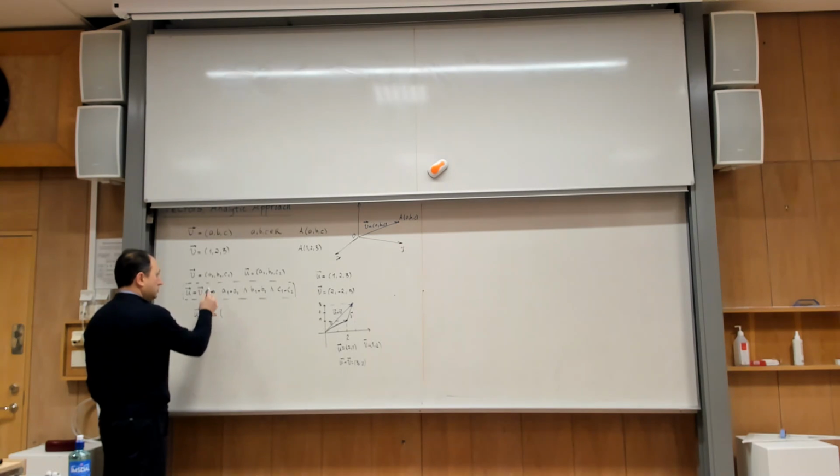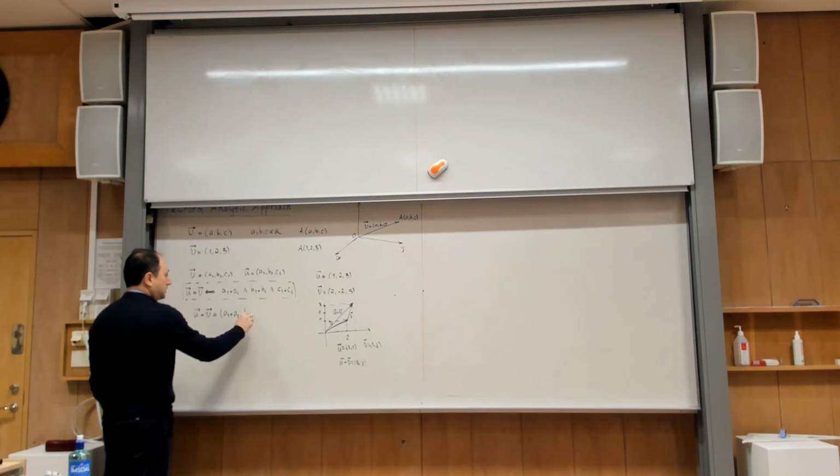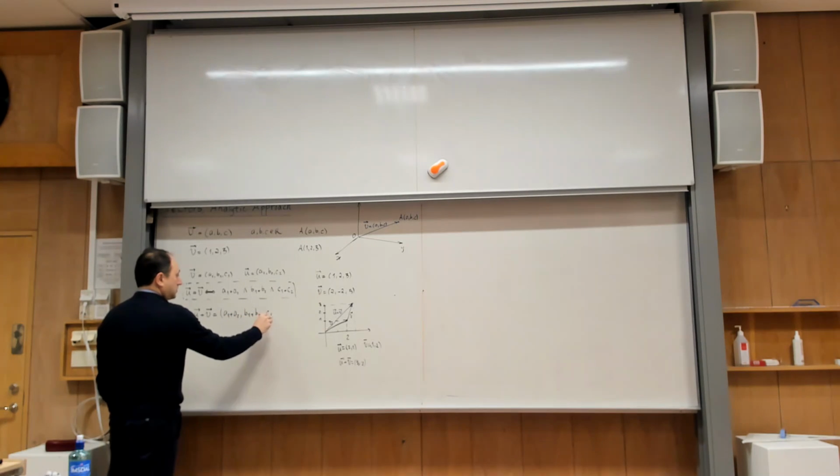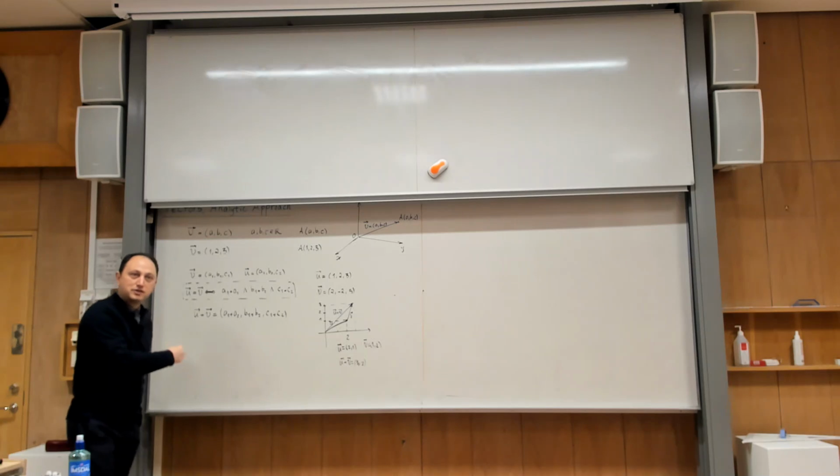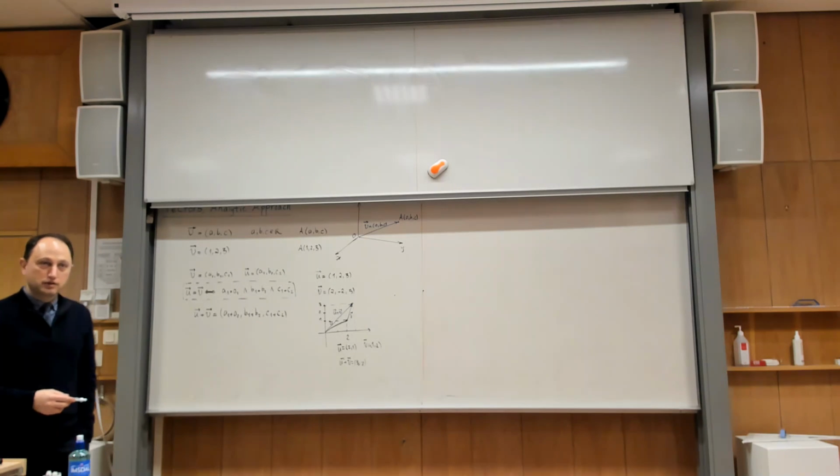I don't want to spend so much time. So it becomes A1 plus A2, B1 plus B2, and C1 plus C2. So that is, the addition of vectors is very simple now. Just add the corresponding components.